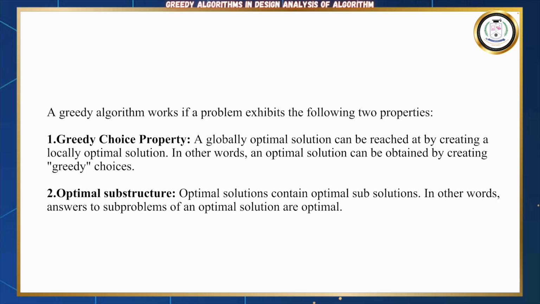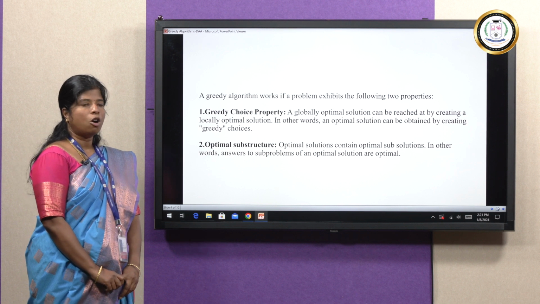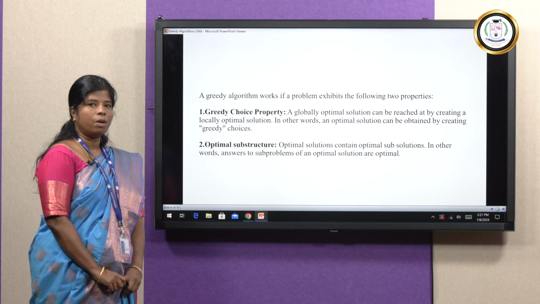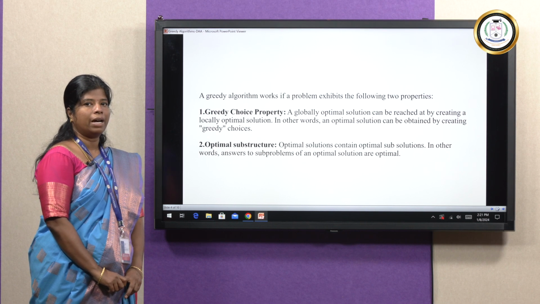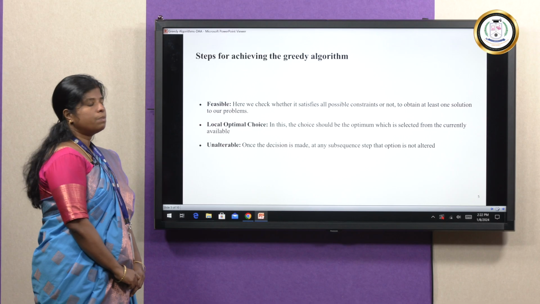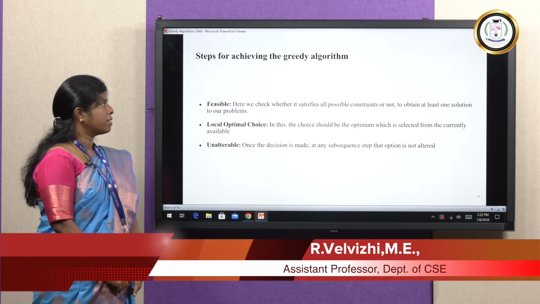The second property is the optimal substructure. The optimal solution contains optimal subsolutions. In other words, each and every subproblem of an optimal solution is optimal. So, for a problem, we will have subproblems. Every subproblem of the problem will have an optimal solution. Now, to achieve the greedy algorithm, what are the steps to be followed? There are 3 steps to be followed: feasible, local optimal choice, unalterable. What is meant by feasible? Here we check whether it satisfies all the possible constraints or not.